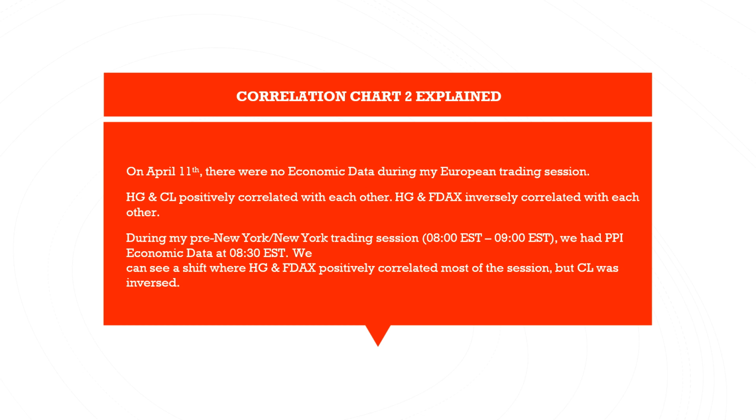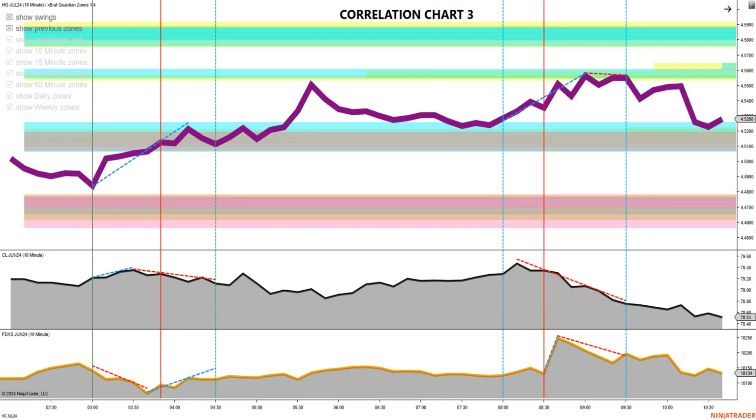That copper and oil positively correlated, and the inverse with FDAX. Pre-market New York session had PPI economic data. You see a shift where HG and FDAX positively correlated most of the session, but CL was inversed. Again, this change in behaviour with data. It will react to different data points differently, but starting to build a picture of that behaviour.